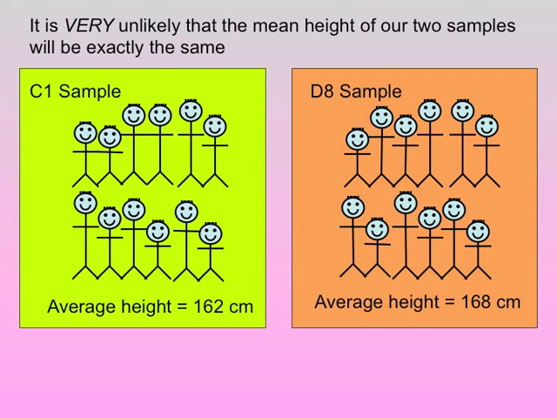Okay, for example, we have our C1 sample. You see the students there, and the average height is 1 meter and 62 centimeters. Okay, in class D8, the average height is 1 meter and 68 centimeters. So is 162 really very different from 168?